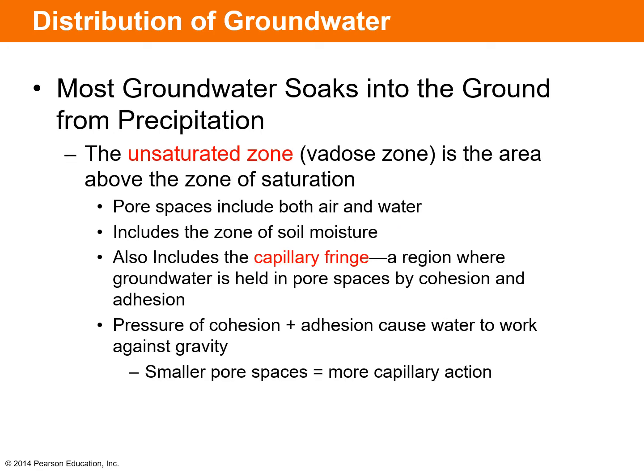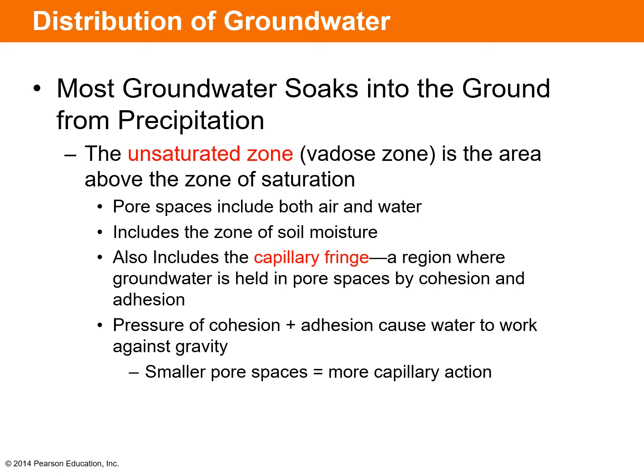So I should have denoted earlier when I was talking about the zone of saturation that the vadose zone and the zone of saturation aren't exactly the same. The vadose zone is the area above the zone of saturation. So it's the area above the groundwater table. And so this includes not only the zone of soil moisture, where you have particles of water clinging to particles of soil due to molecular attraction, but it also includes an area known as the capillary fringe. And this is a region where groundwater is held in pore spaces by cohesion and adhesion. So cohesion is where water is sticking to itself, and adhesion is where water is attracted to and sticking to particles.